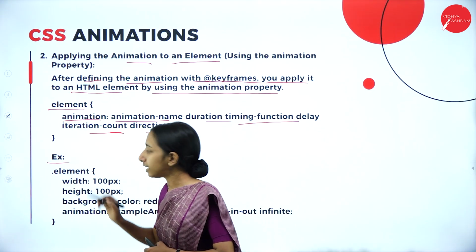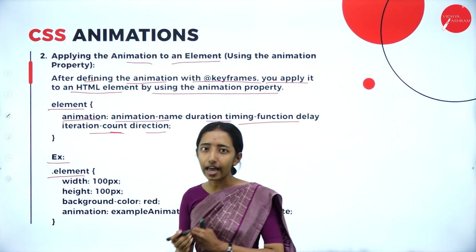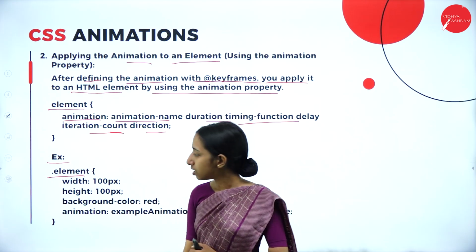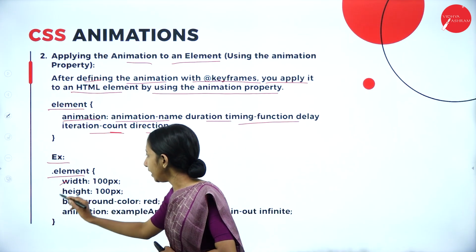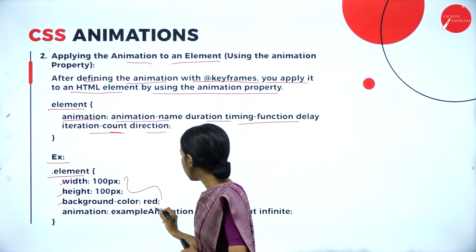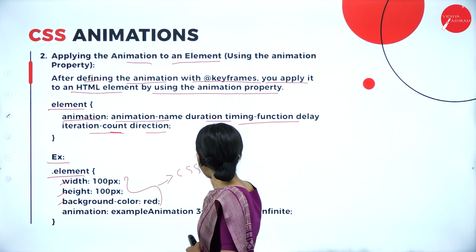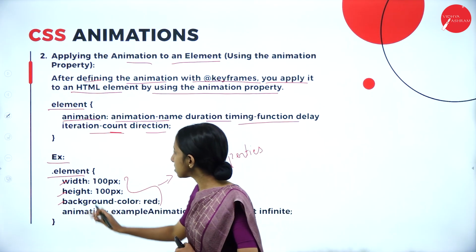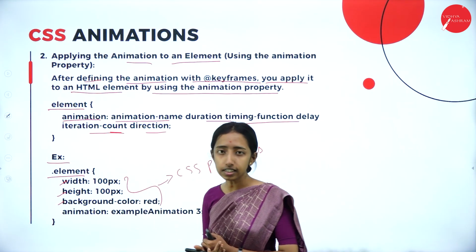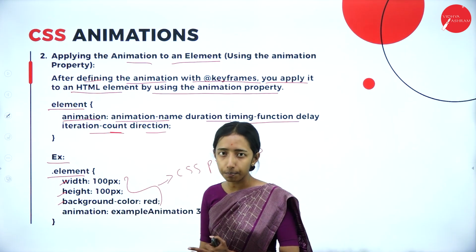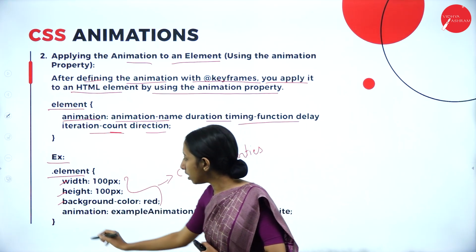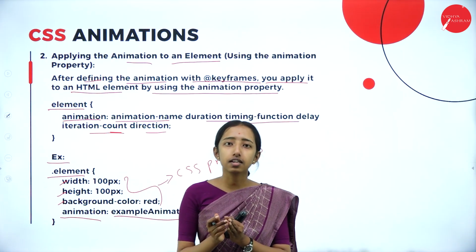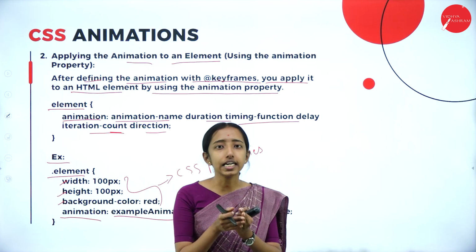Here you can see an example. Dot element, the element I have taken; when we use a dot, it means a class name. So the class name element I have taken has width, height, and background. These are the CSS properties we are styling: the background color is red, width 100px, height 100px. Now here you can see I have taken animation: example animation.